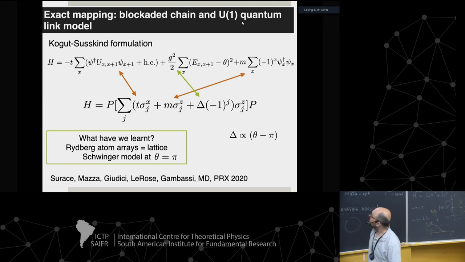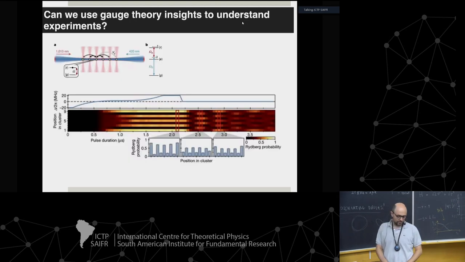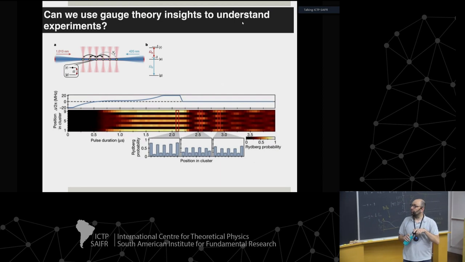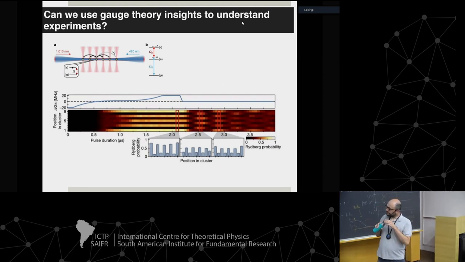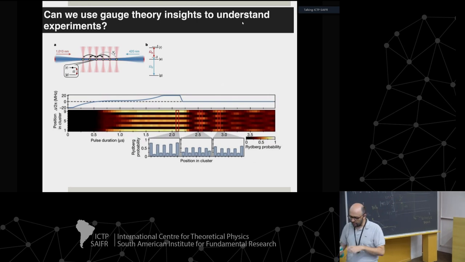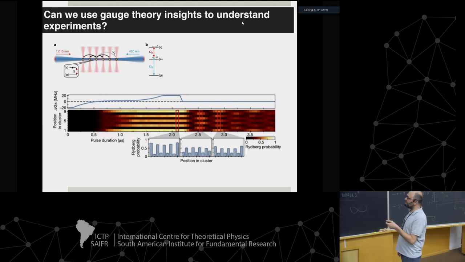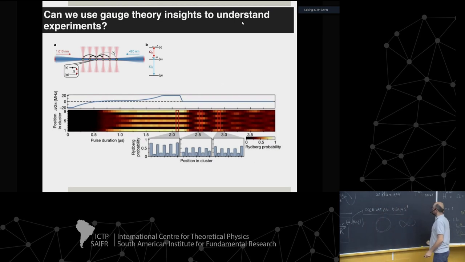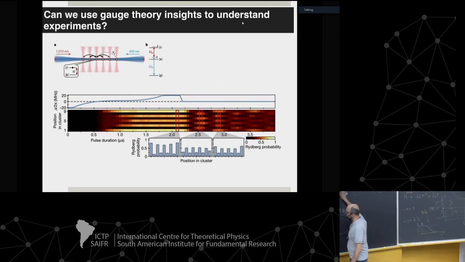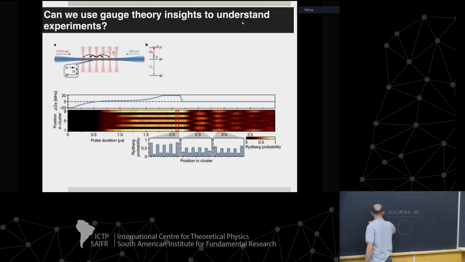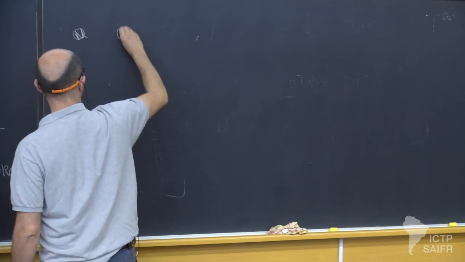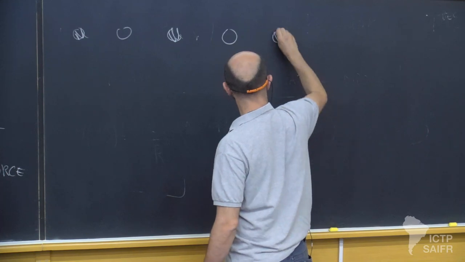Now, let us try to use our gauge theory language to interpret what they have seen in the experiment. They have performed several measurements, but one measurement that was particularly interesting is this one. This is a quench dynamics. And in this quench dynamics, what they had done, let me illustrate it here on the blackboard. They started with a state which has the maximal number of Rydberg atoms possible. So a state where we have one Rydberg, empty, Rydberg, empty, Rydberg, empty.